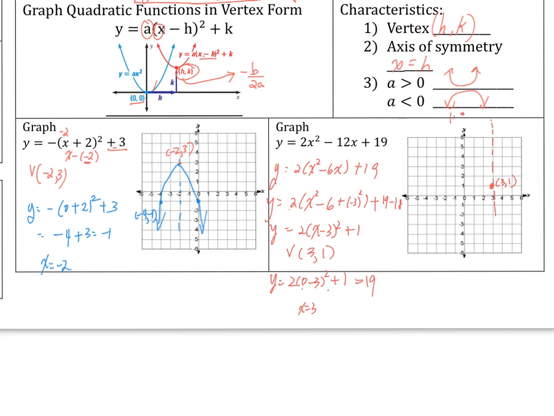So if this were 19, just have to reflect this 3 units from the axis of symmetry. Now you can double check the axis of symmetry with the formula x equals -b over 2a. So let's see, -12 over 2, 3. +3. See? Works.